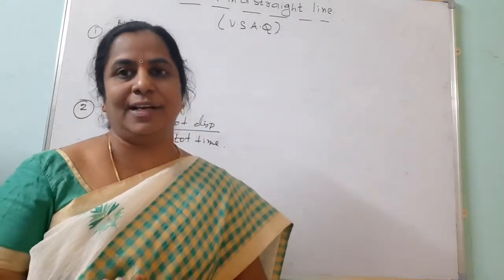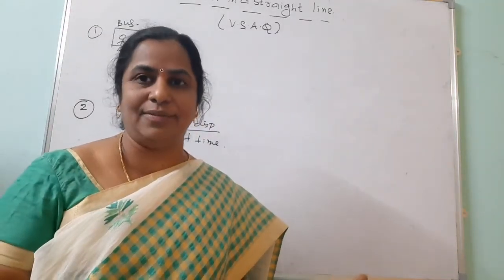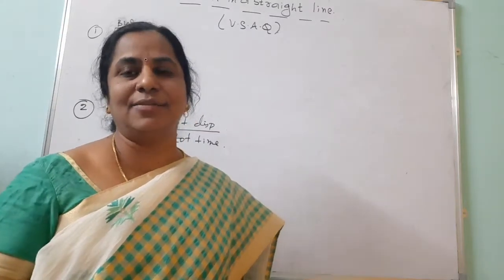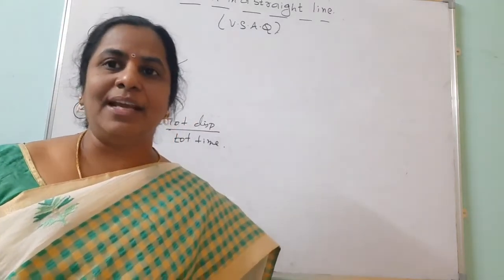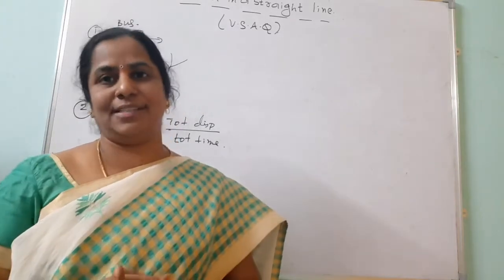When both are equal. In uniform motion, both are equal. Uniform motion means it covers equal distances in equal intervals of time. At that time, average and instantaneous values are the same.